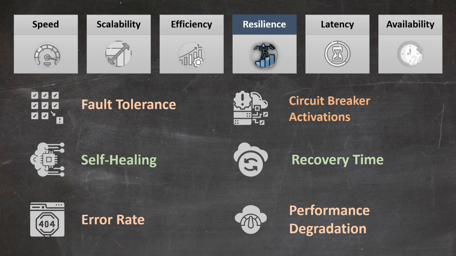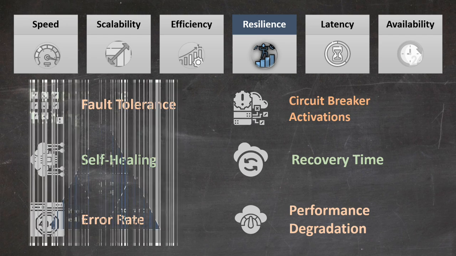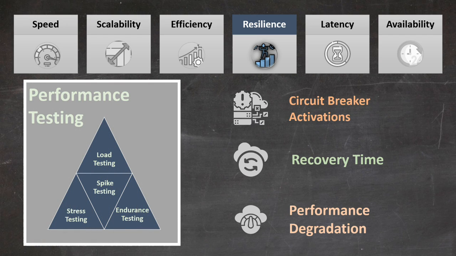This metric underscores the importance of conducting comprehensive and consistent performance testing across various dimensions. Regular load testing helps assess how microservices handle expected traffic volumes, while stress testing pushes the system beyond normal operational limits to identify breaking points. Endurance testing evaluates long-term performance stability, and spike testing simulates sudden traffic surges. Ultimately, a robust performance testing strategy is essential for building resilient microservices that can withstand disruptions while minimizing performance degradation.